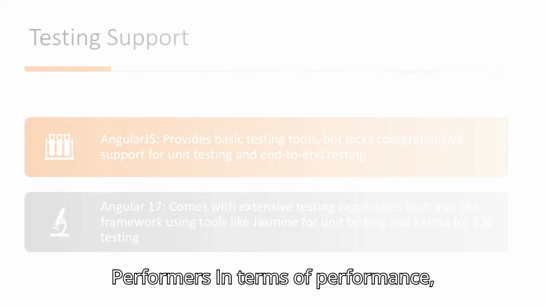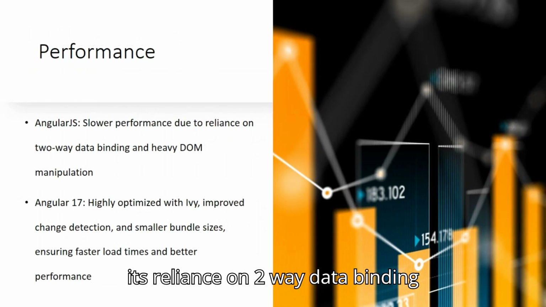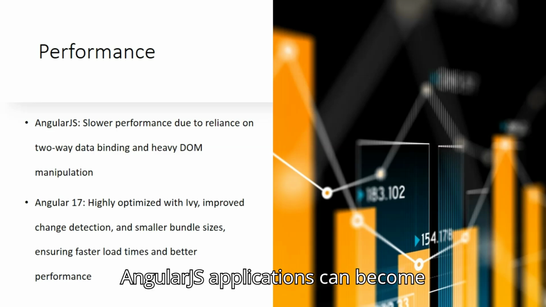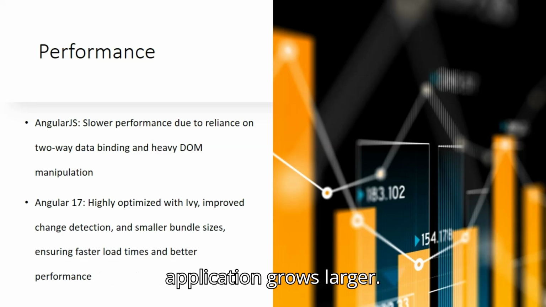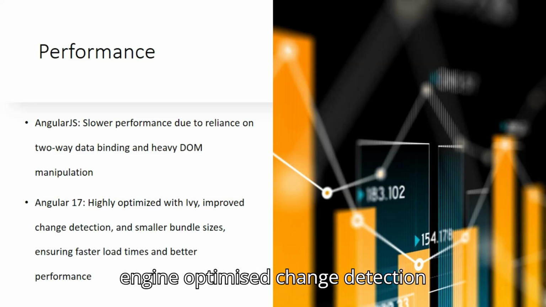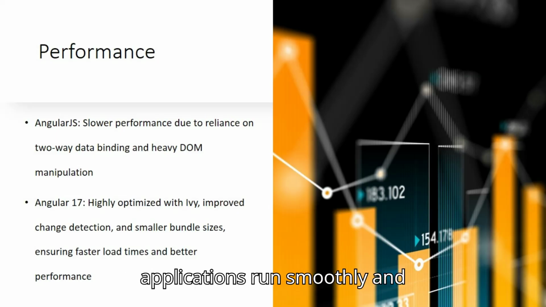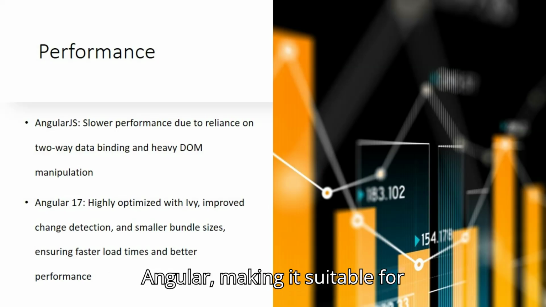Performance. In terms of performance, AngularJS has several limitations due to its reliance on two-way data binding and heavy DOM manipulation. AngularJS applications can become slow and unresponsive, especially as the application grows larger. Angular 17, with its Ivy engine, optimized change detection, and smaller bundle sizes, ensures that applications run smoothly and efficiently even at scale. Performance is a key focus in modern Angular, making it suitable for enterprise level applications.